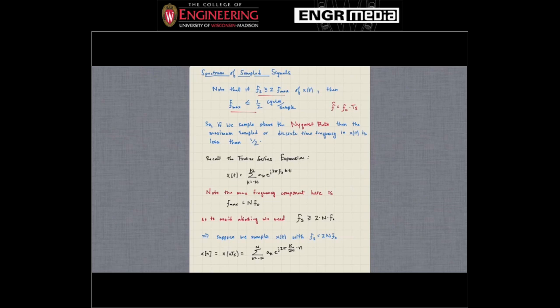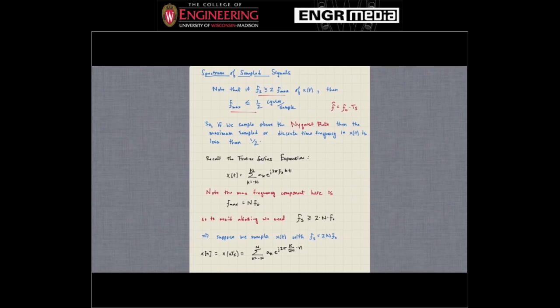So again, now when we sample at the Nyquist rate, then the maximum sampled or discrete time frequency in x of t is less than 1/2. Just restating that. So let's look at the Fourier series expansion of a signal x of t. Everybody remembers this nice equation for Fourier series expansion, right?